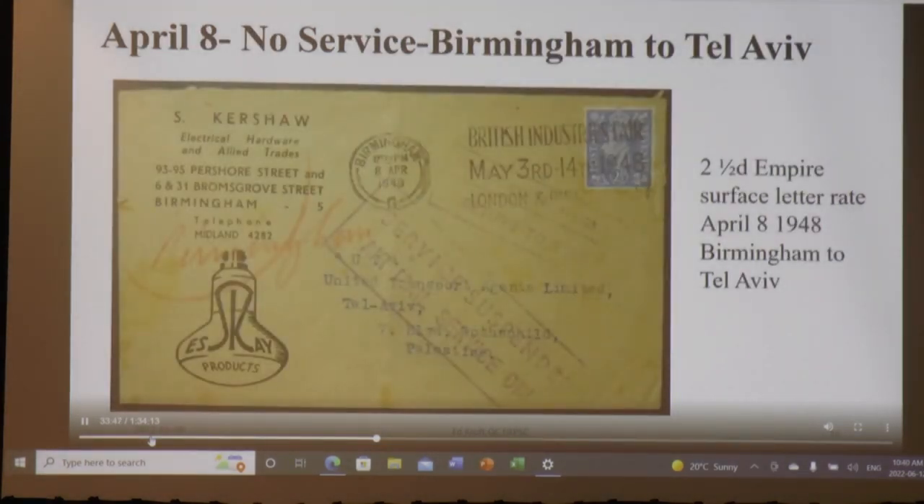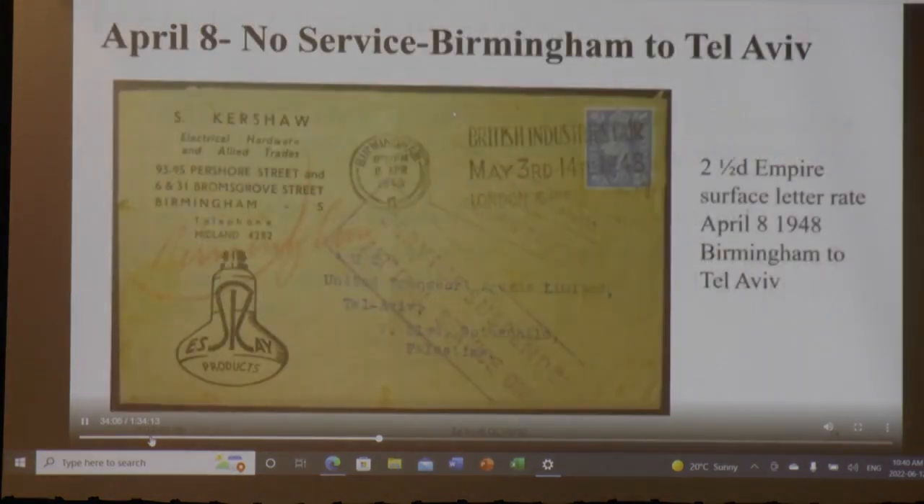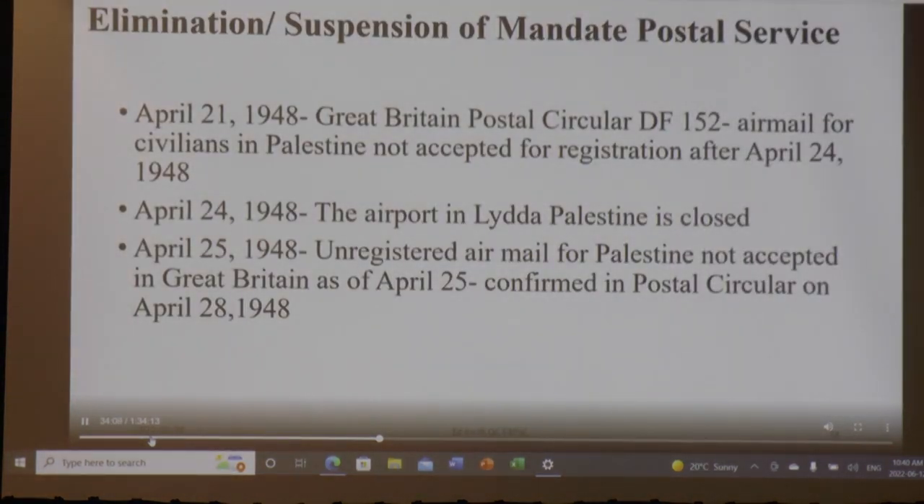So for those of you who are stamp collectors who are watching this presentation, and thank you for coming, you will see surface mail that no longer could reach Palestine on April the 8th because there was no more surface mail. And you see these legends that are on the mail that say service suspended. Then more circulars start coming out, and there's announcements about airmail that is no longer going to occur. The airport in Lydda, known today as Lod in Palestine, was shut down April the 24th.